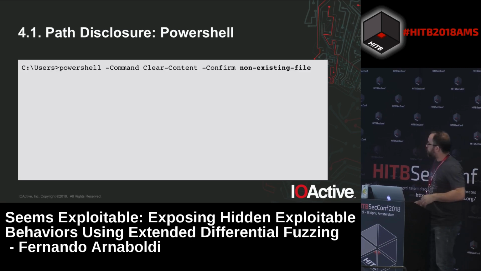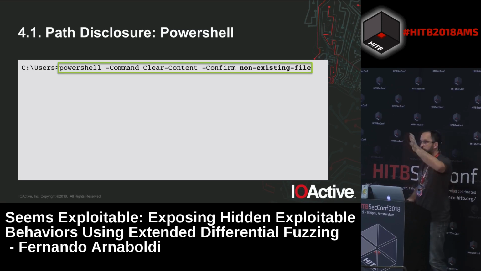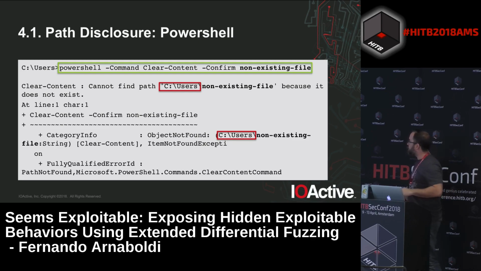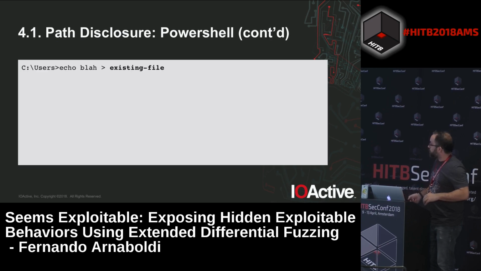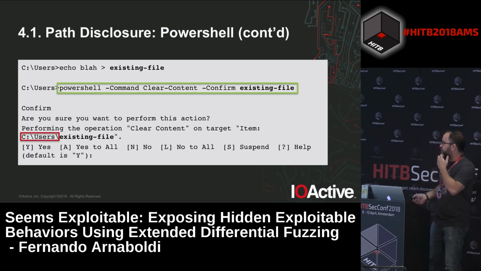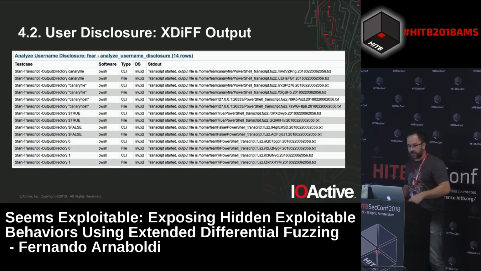So, exemplifying what happens in PowerShell, when you're trying to remove a non-existent file, at the very beginning I showed you what happened. In here you get a big error message that says, in the user's directory, there is no such file named non-existent file, and you get the directory where you're sitting. If you do the same thing by creating a file and then trying to remove the existing file, again, you're going to get the directory where you're sitting, and you can get this information. It may be valuable or not. If it is not valuable, you continue with something else. Let's talk about user disclosure.